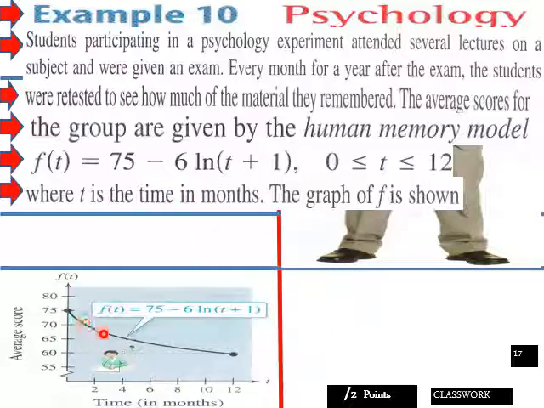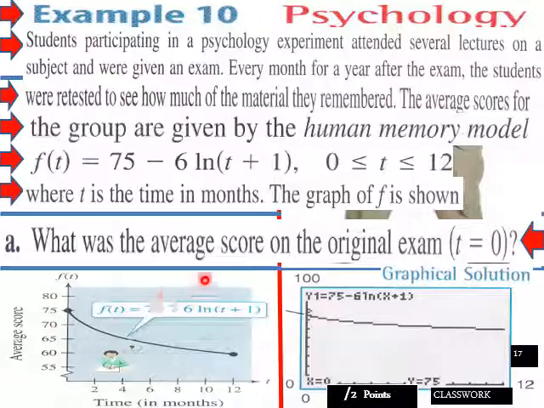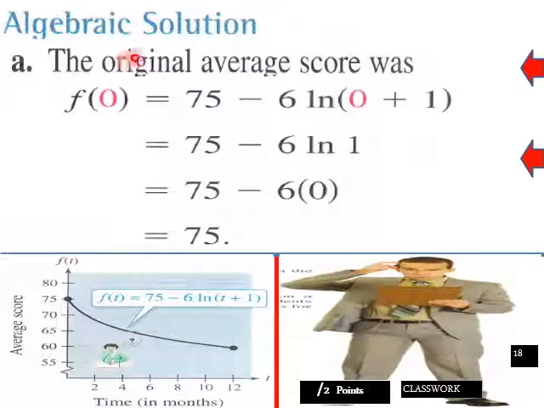So here is the graph of this function here. Average score seems to fall here up to 12 months. What was the average score on the original exam at time equals 0? So that would be up here, wouldn't it? So up here, when x equals 0, y would equal 75. So the average score was 75 when they took the exam. The original average score at time 0 was 75.